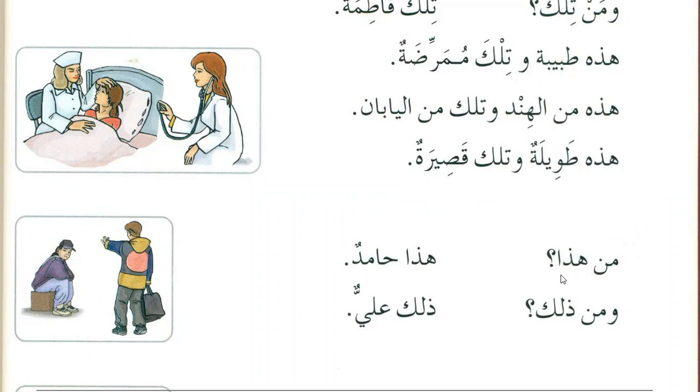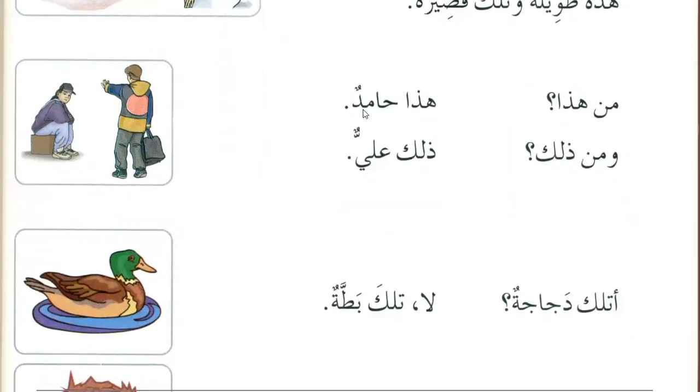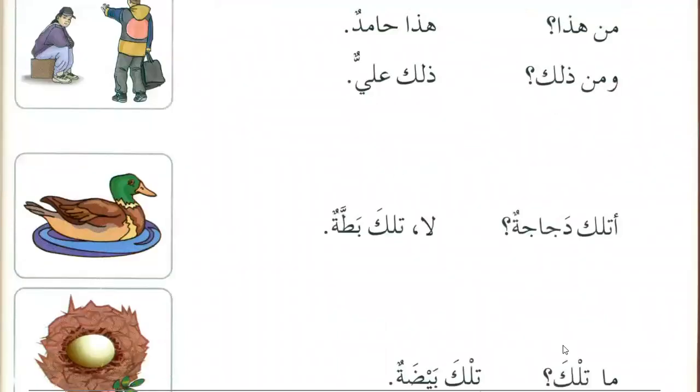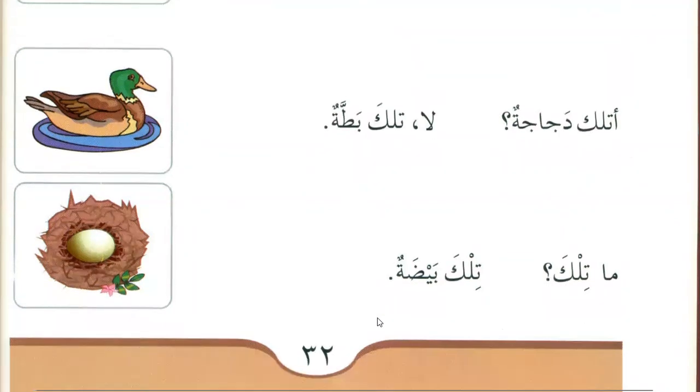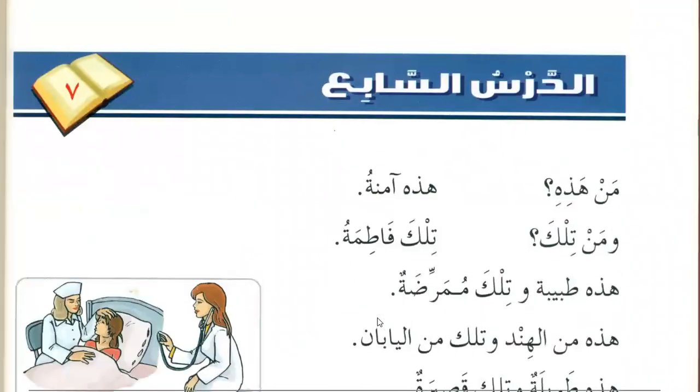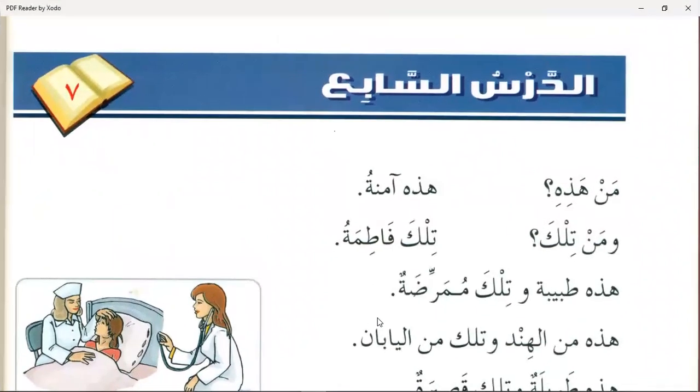Man haza, who is this? Haza Hamid. This is Hamid. Wa man zalika, and who is that? Zalika Ali. That is Ali. Atilka dajaja? Is that a duck or is that a chicken? La tilka batta. No, that is a duck. Ma tilka, what is that? Tilka baida, that is an egg.